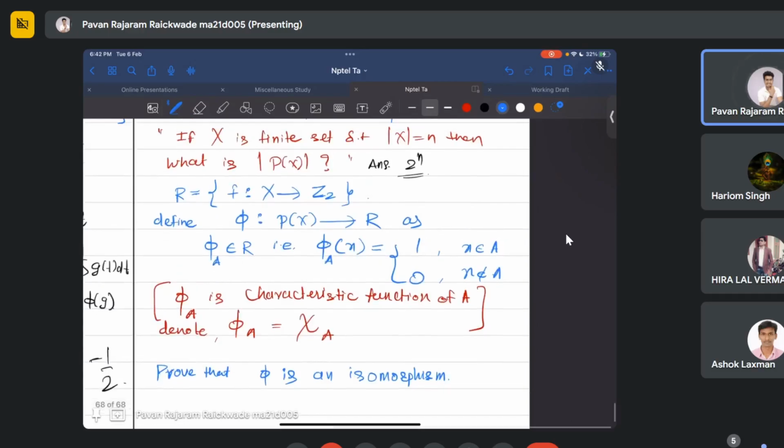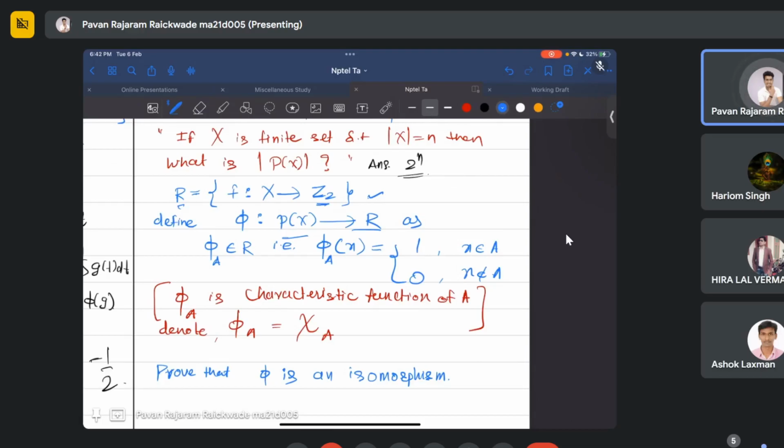Okay. So suppose we prove this, if phi is an isomorphism, then how can you directly get the answer for the above red question? See, what is the cardinality of R here, right? The set of all functions from set X to Z2. Here your cardinality is 2, right? So the set of all functions from a set of cardinality n to a set of cardinality 2 has size 2 power n, right? You know that. So from there, because R is isomorphic to the power set of X under this mapping phi, the number of elements in R is the same as the number of elements in P of X. From there you can say the number of elements in the power set of X is 2 power n.